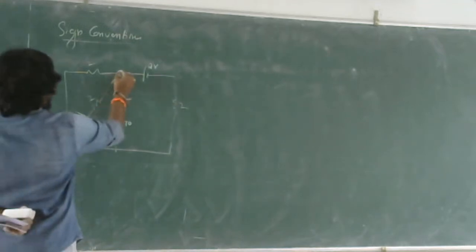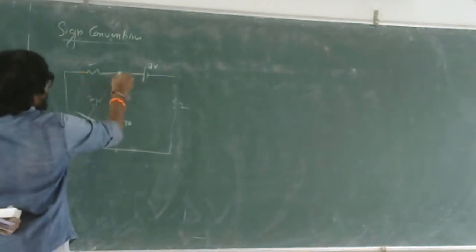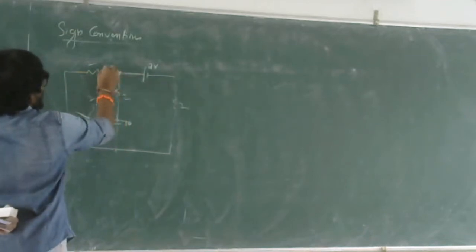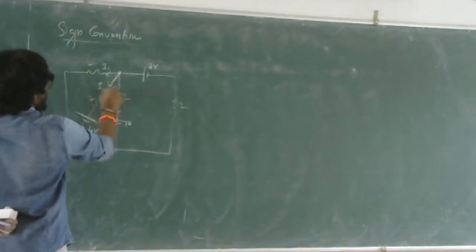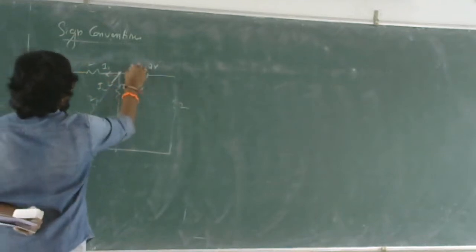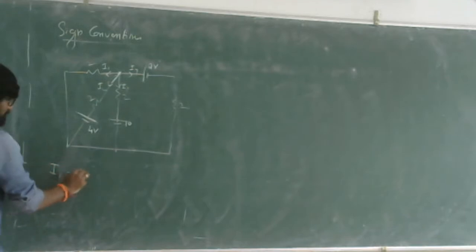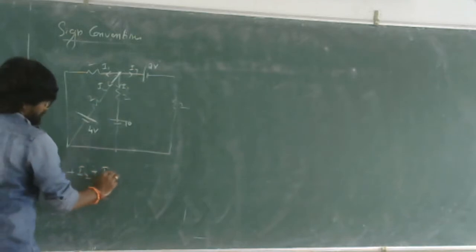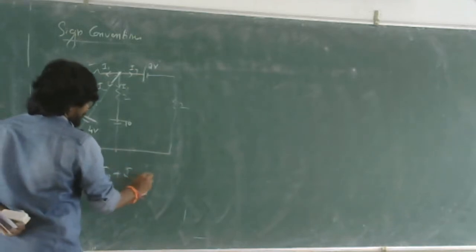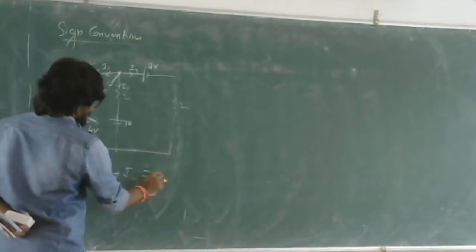Let us consider this is the main junction. From here, let us say current I1 is flowing here, current I2 is flowing here, current I3 is flowing here, current I4 is flowing here. The vector sum of all the currents is equal to 0. Means I1 plus I2 plus I3 plus I4 is equal to 0.